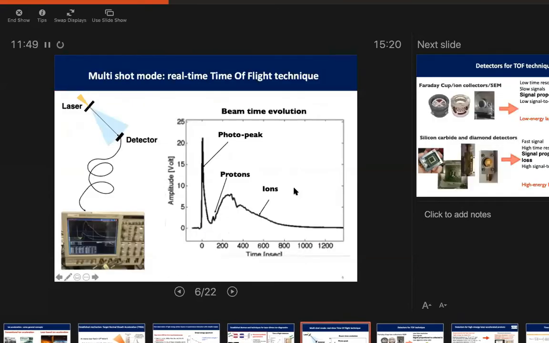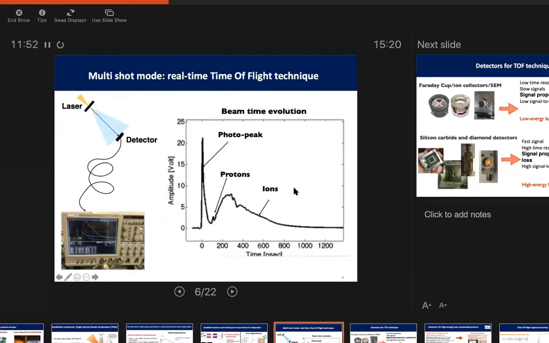Now let's talk about the time of flight technique. How is it used? You have your laser hitting the target, and then you place the detector at a certain distance from the target and detect the signal. This is typically done using a fast oscilloscope, without using any amplification, because, as already said, you have many particles in a very short time, so you don't need to amplify the signal, as is commonly done with conventional beams.